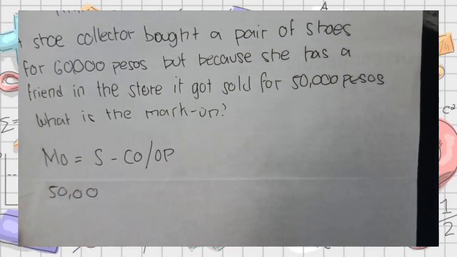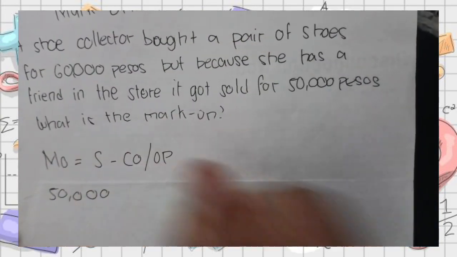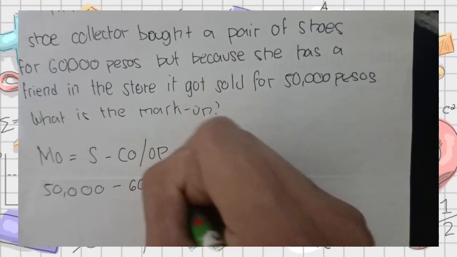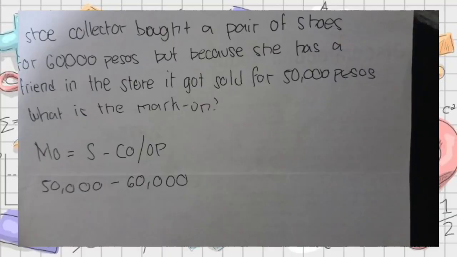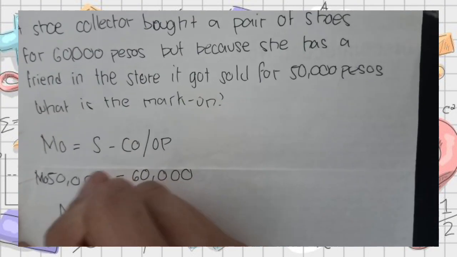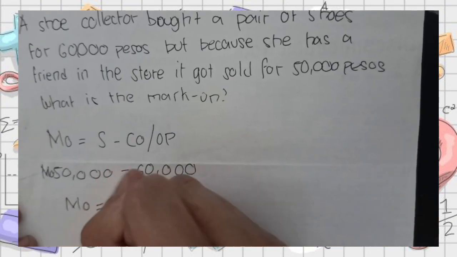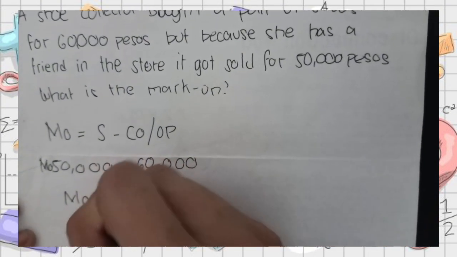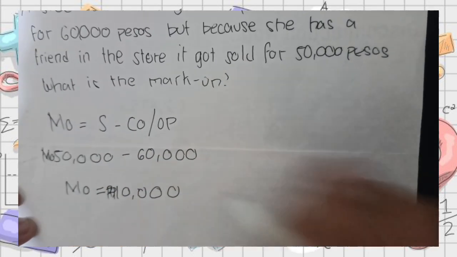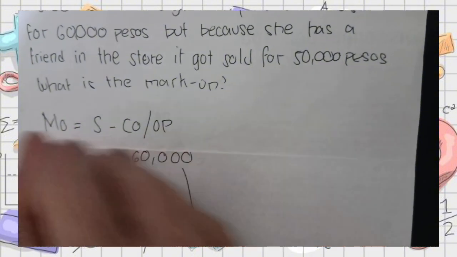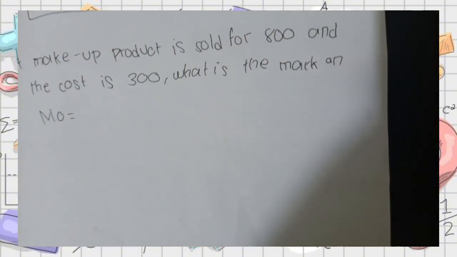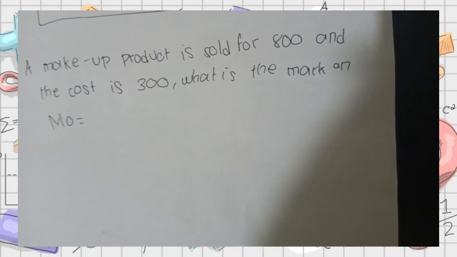So, 50,000 minus 60,000. Then, pag kinumpute natin yan, lalabas na yung markon natin. So, ang markon natin ay 10,000 pesos. Ayan ang markon natin sa shoes. Yan, 10,000 pesos. So, let's move on sa pangalawang tanong.